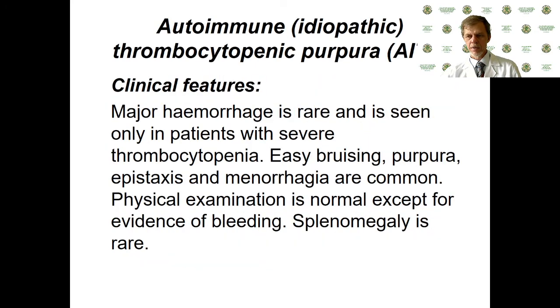Clinical features. Major hemorrhage is rare and is seen only in patients with severe thrombocytopenia. What do we have? Easy bruising, purpura, bleeding into the skin, epistaxis. Epistaxis, again, is nasal bleeding. Menorrhagia, which in women is long and massive menses. Physical examination is normal except for evidence of bleeding. Splenomegaly is rare.